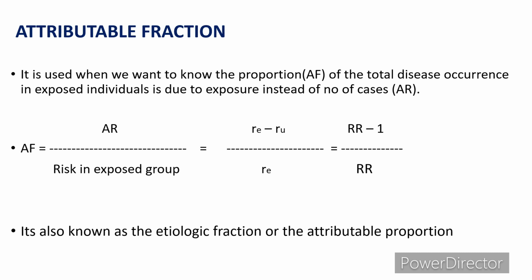So we know the formula of AR. AR is attributable risk, which is equal to risk in exposed minus risk in unexposed, RE minus RU, divided by the risk in exposed. Or if you find relative risk in the question directly, you don't need to find the risk in exposed and unexposed, right? So you can directly use this formula, RR minus 1 divided by RR. This is also equal to attributable fraction, and it is also known as the etiologic fraction or the attributable proportion.